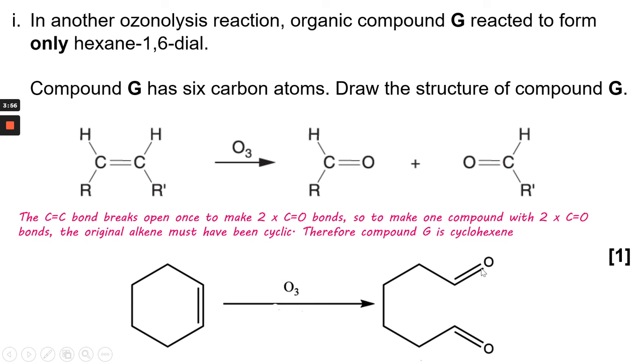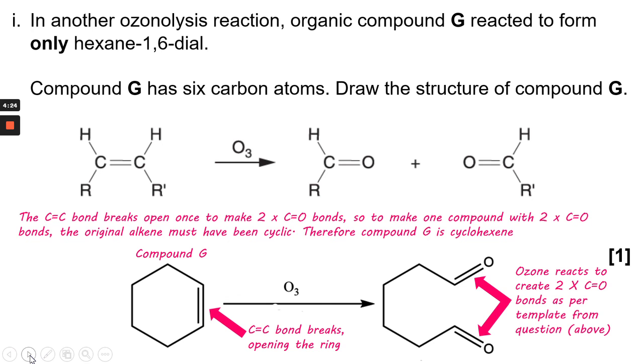Right, so this is your hexane-1,6-dial. Okay, this is an aldehyde in skeletal formula form. And you've got 1, 2, 3, 4, 5, 6 carbons. It's been drawn like this so you can see how it was derived from the hexagonal ring structure of cyclohexene. So cyclohexene is your compound G. The carbon-carbon double bond breaks, opening the ring up, and then the ozone reacts to create two C=O groups as per the template from the question that's a bit higher up the screen.